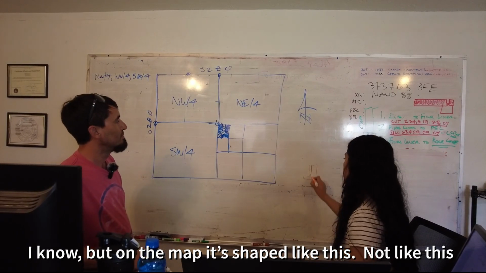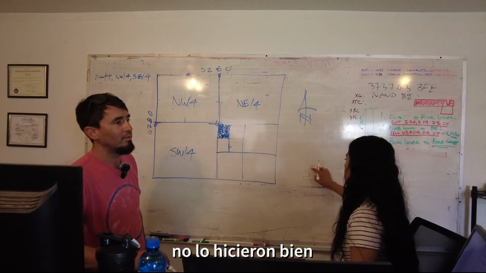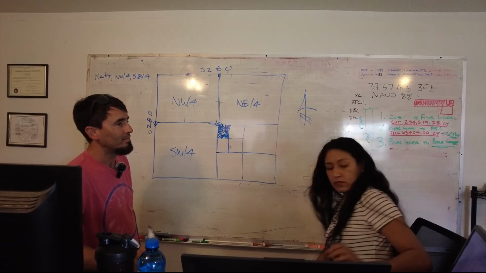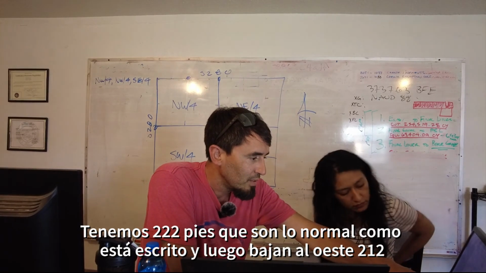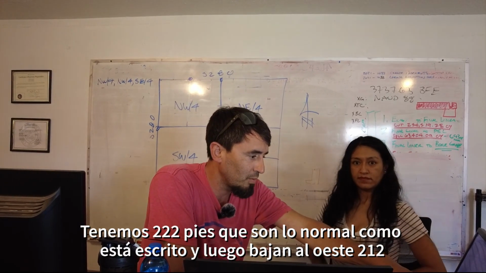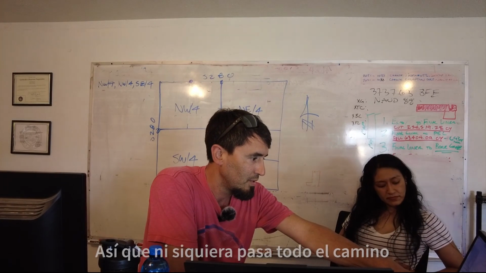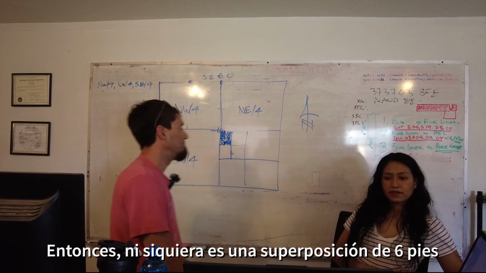They didn't do this right. Hey, how much of an overlap? How much was the less the west? Well, we have 222 feet being the normal measure, and then they come down to the west 212. So it doesn't even go over all the way. Oh, so it's not even a 6 foot overlap.